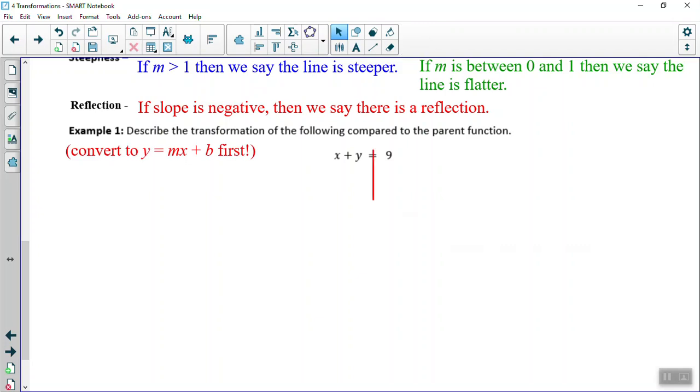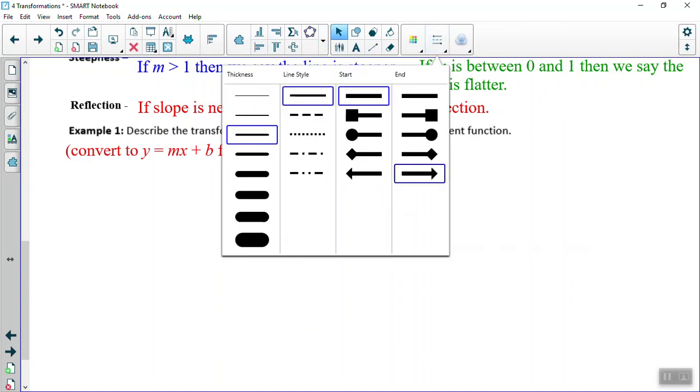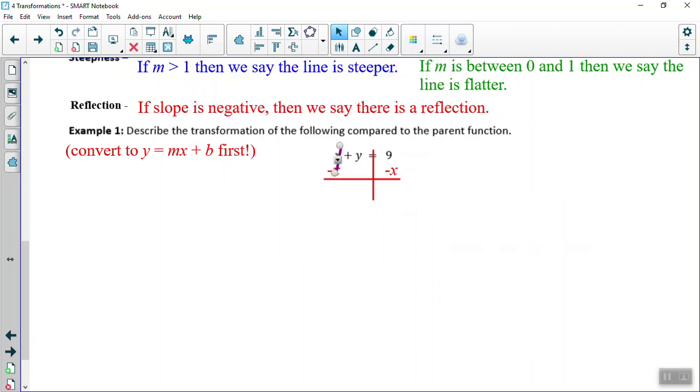So in order to solve for y, I need to subtract x from both sides. When I do that, that cancels out. And now I'm left with y equals negative x plus 9. All right, so now I've got my equation in slope-intercept form. Now I can take a look at the different components of this equation to determine what type of transformations occurred.